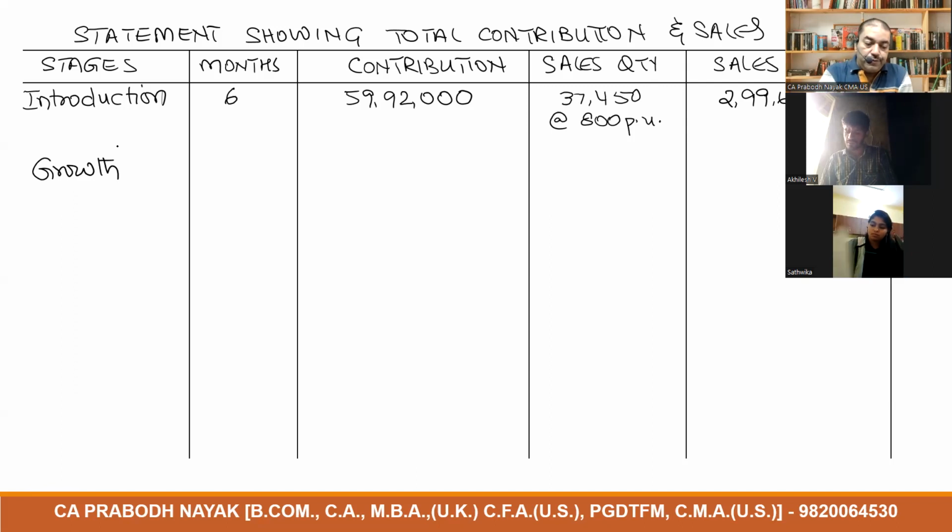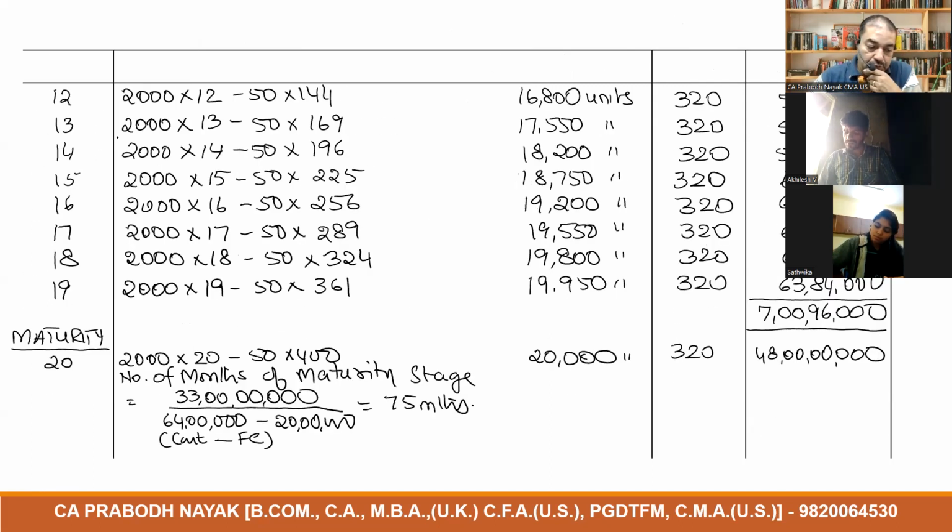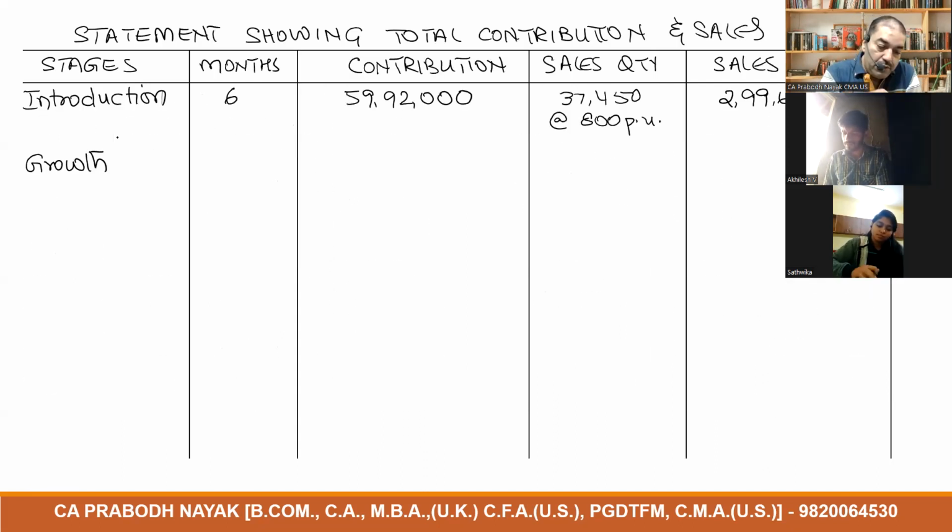Second is growth stage. Now let us see how many months the growth stage lasted. Growth stage lasted up to 19 months, but 19 minus first 6, so 13 months. Growth stage lasted for 13 months. Total contribution there was 7 crores 96 lakhs. Sorry, 7 crore 96,000.